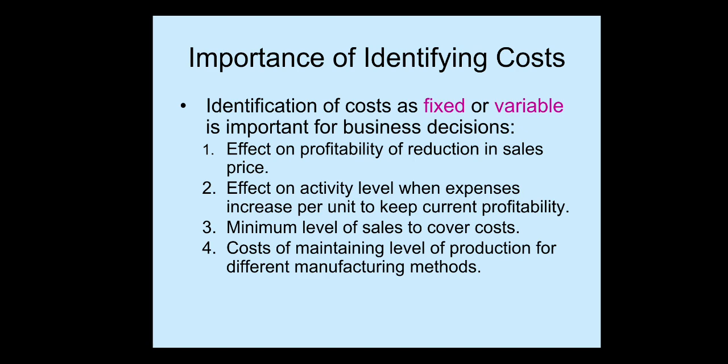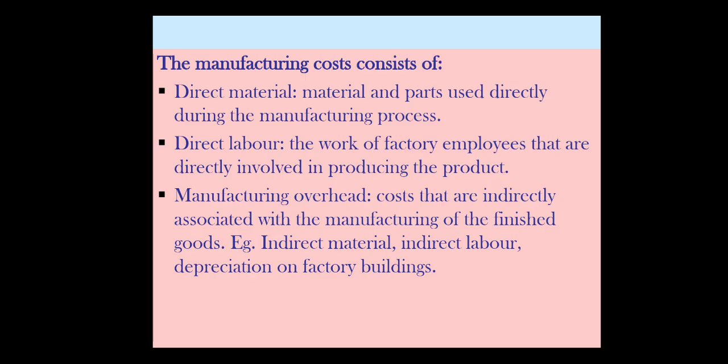Using the basic formula. The basic formula is total revenue minus total fixed cost minus total variable cost equals profit. You just manipulate the numbers. You change the revenue, you can see what is the effect on the profit. You change the fixed cost, you also can see the effect on the profit. You change the variable cost, you also can see the effect on the profitability of the business.